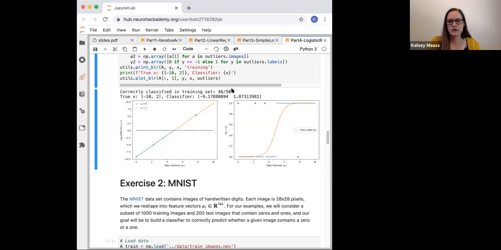And our classification error is even better than before. And we do a better job at estimating the true parameters of the model.